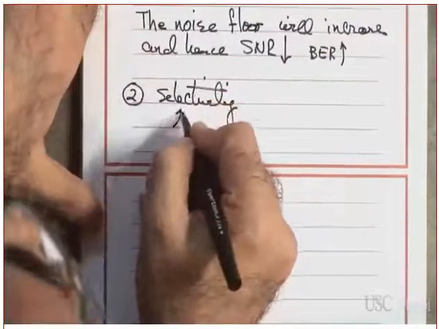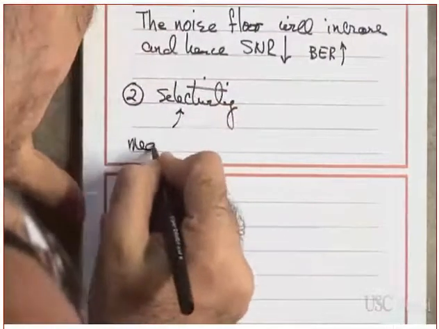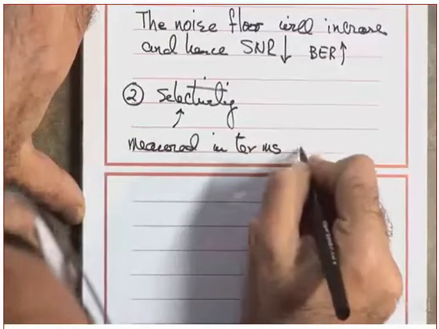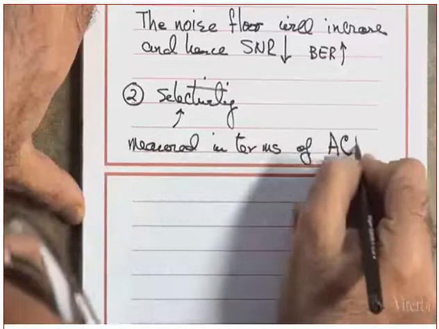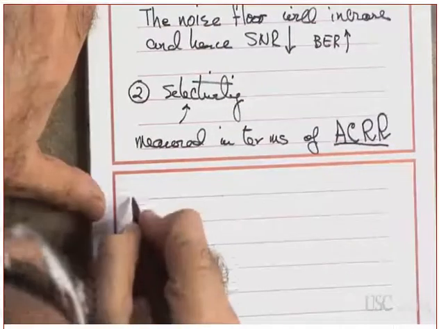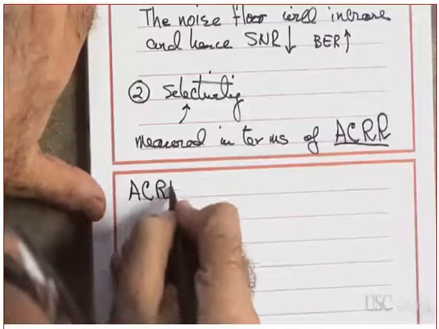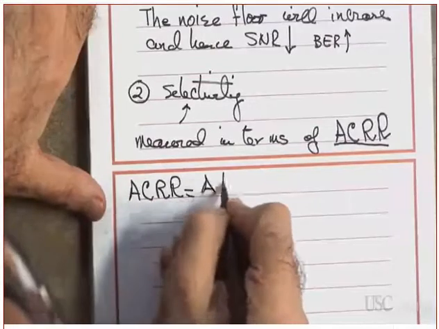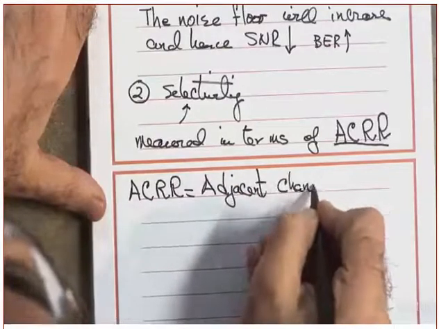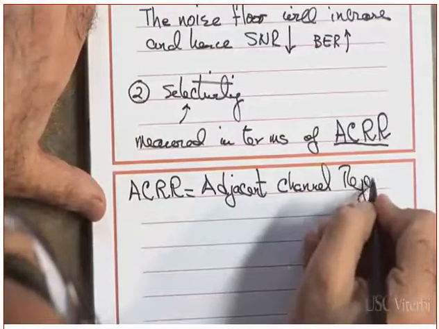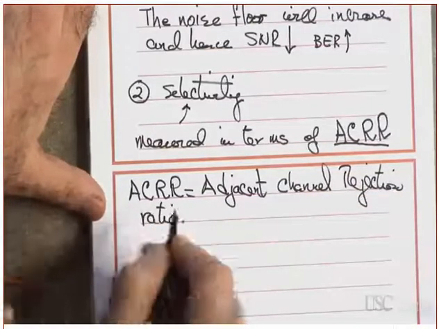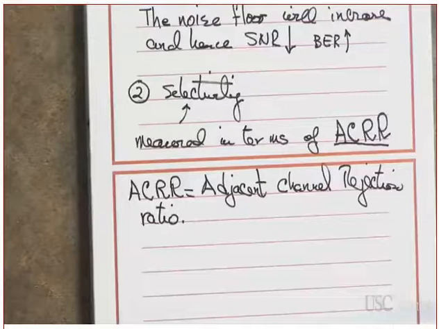Let's understand this. This one is measured in terms of what is known as ACRR, a parameter that I don't want you to forget. What does ACRR stand for? ACRR stands for adjacent channel rejection ratio. The adjacent channel rejection ratio.